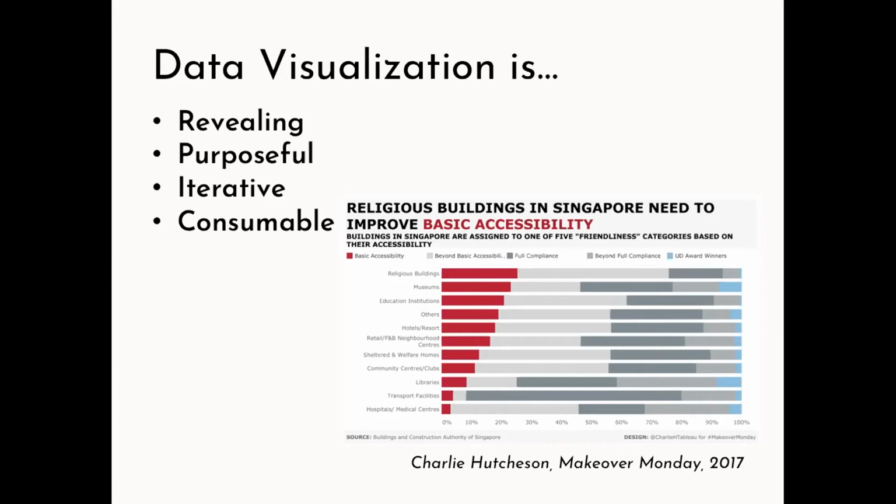So for example, here I've put Charlie Hutchison, who is a big time Makeover Monday contributor. This is one of his visits from 2017, but you'll see here that he's highlighted the basic accessibility component of why they need to improve it, because it only has basic accessibility. So it really brings that piece out from the data in what would be typically your standard stacked horizontal bar chart.